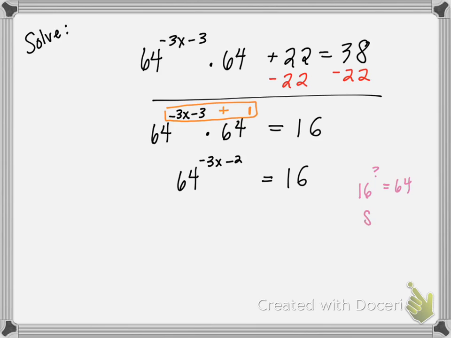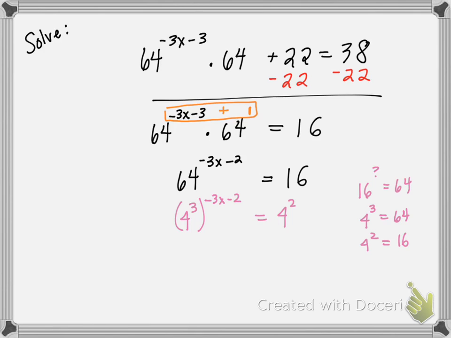So if you try to use base 8, you can't square 8 and get 16. So 8's too big. So let's try base 4. If I take 4 to the third power, that does give me 64. And 4 to the second power gives me 16. So we're going to be using base 4 on both sides. On the left-hand side, 4 to the third is 64, and that's still raised to the negative 3x minus 2. And on the right-hand side, 4 to the second power is 16.